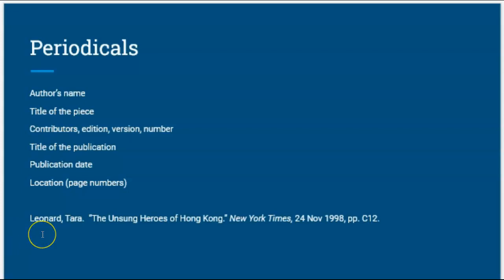So here's an example. We have the author's name, which goes last name, comma, first name, period. Title of the piece, in quotation marks, The Unsung Heroes of Hong Kong. The title of the publication, The New York Times. The publication date, 24th of November, 1998. And the page numbers, which is abbreviated pp., period, C12, which includes the section and the page number. That is the way that you would cite a source for a periodical in your works cited page.